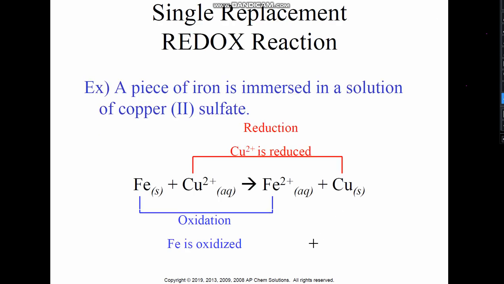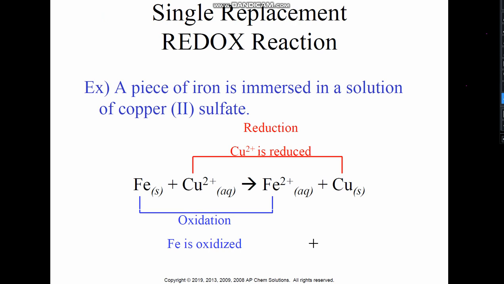Here's a single replacement example. A piece of iron is immersed in a solution of copper 2 sulfate. So you write out the ionic equation here, and what we see, this again is a net ionic equation, and this is the oxidation reduction reaction.